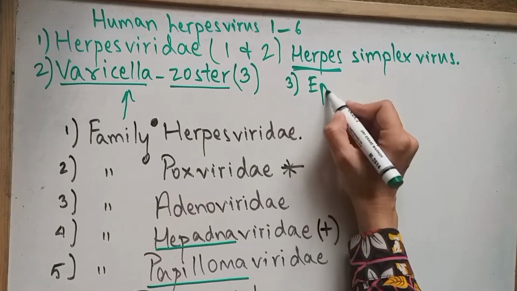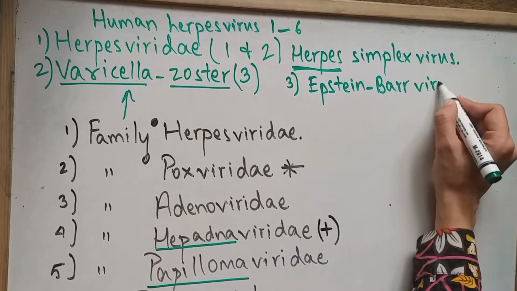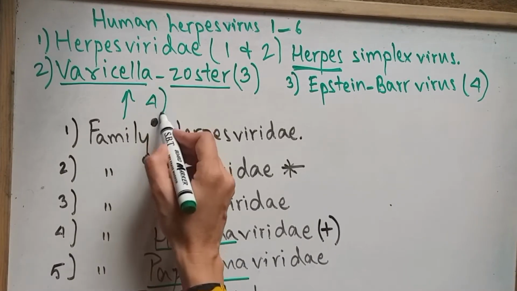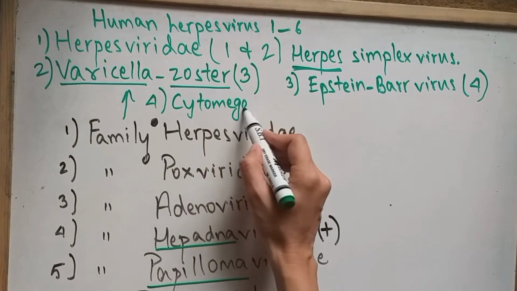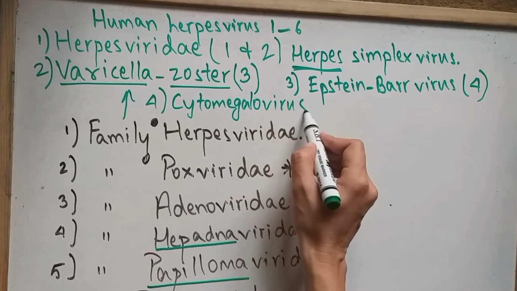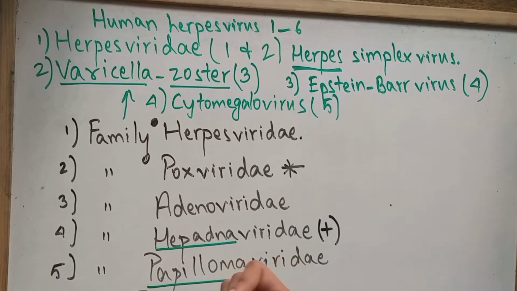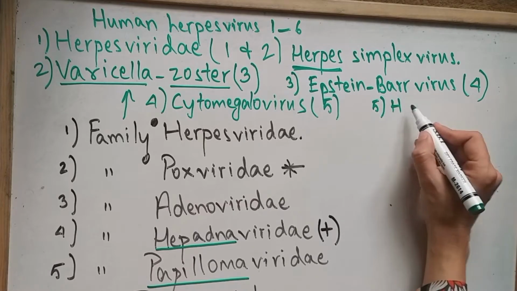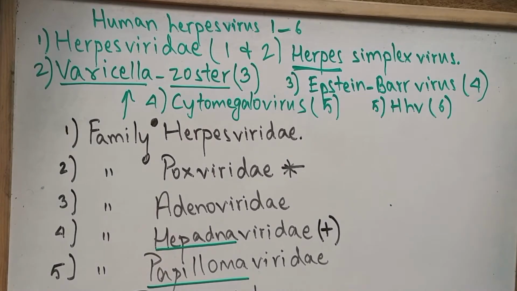The third one would be Epstein-Barr virus, which causes infectious mononucleosis, which affects our immunity, and it is known as herpes virus number 4. Next would be cytomegalovirus, CMV, which causes congenital disease. It's very common, and it causes infectious mononucleosis in immunocompromised patients, and it would be herpes virus number 5. And the last one, herpes virus number 6, is known by the same name, and it causes roseola.